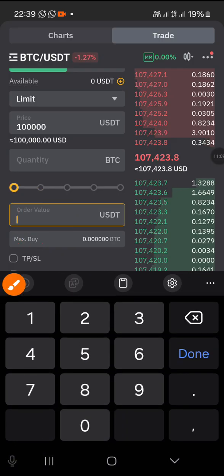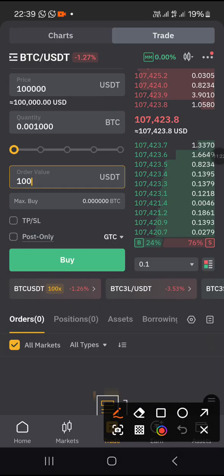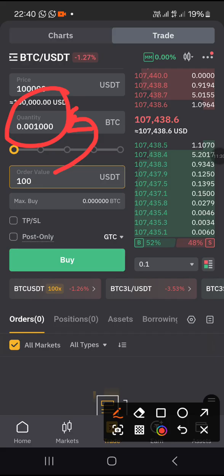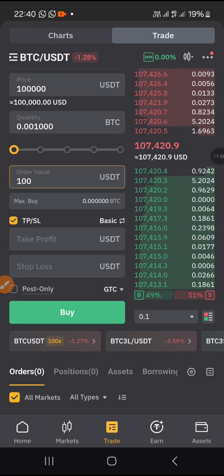Coming to this place now, you put 100 USD. If you put 100 USD, it's going to show you the equivalent of what you're going to get in BTC right over here. All right, so the next thing you need to do is to come here and click on your TP/SL, which is the take profit and stop loss.